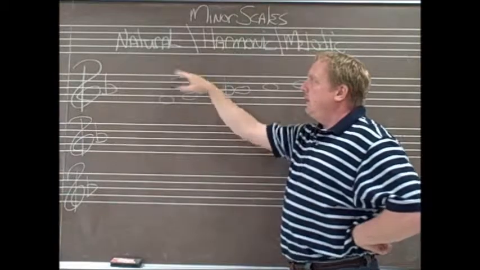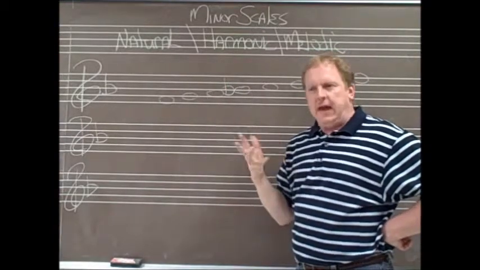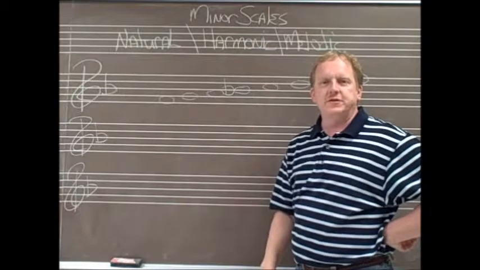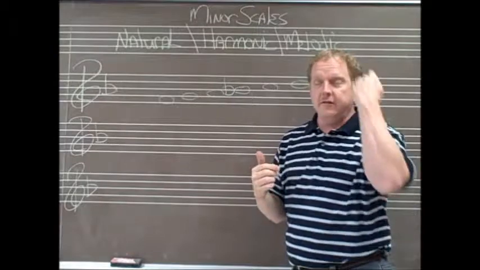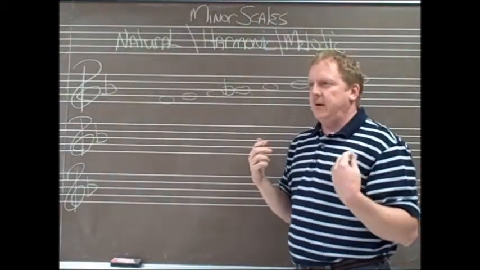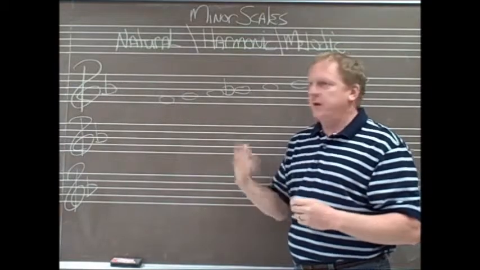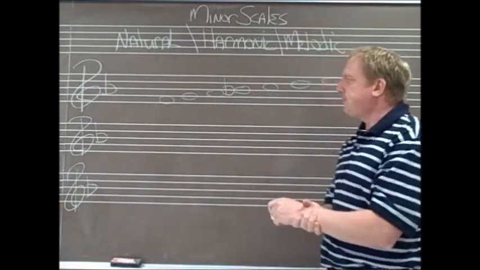The first scale, the natural minor, is called natural because this scale naturally occurs within a major scale. And that's another reason to know your major scales. If you don't know your major scales completely, it's going to be harder to know your minor scales because the minor scales are naturally found in a major scale.